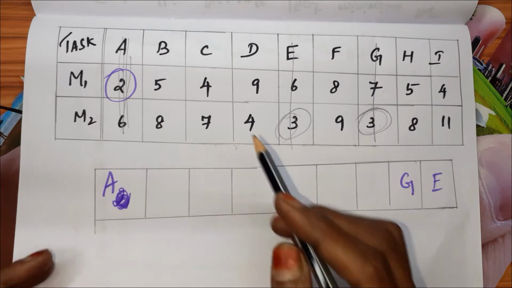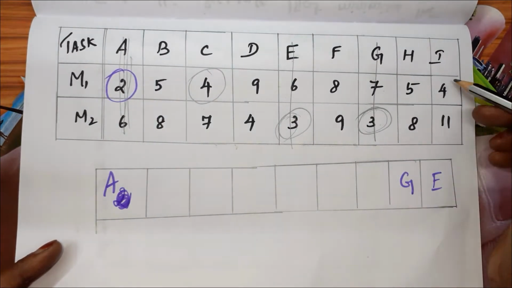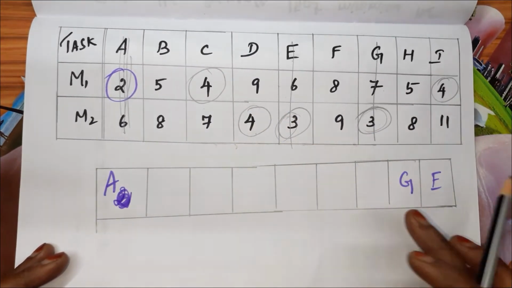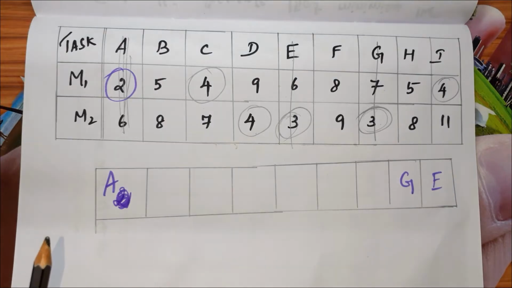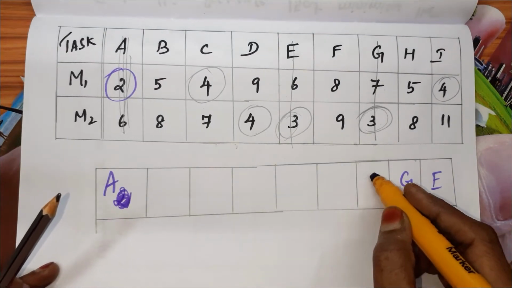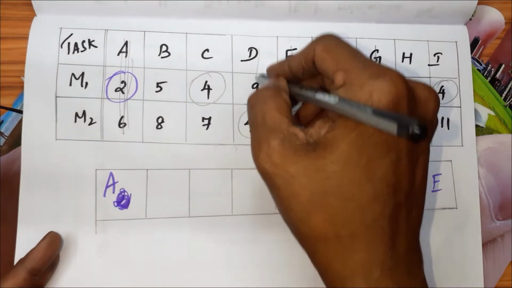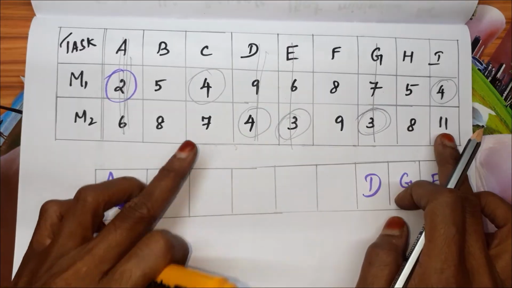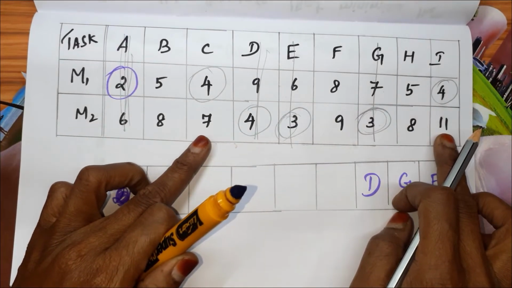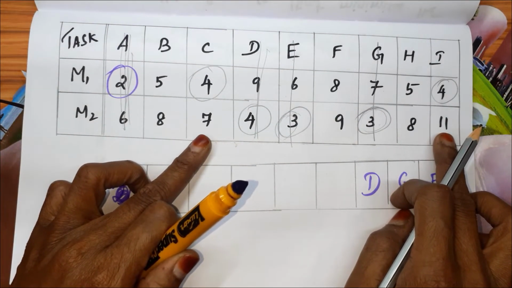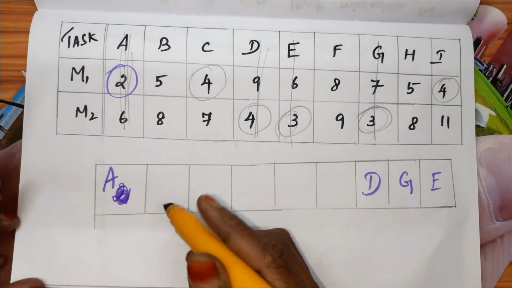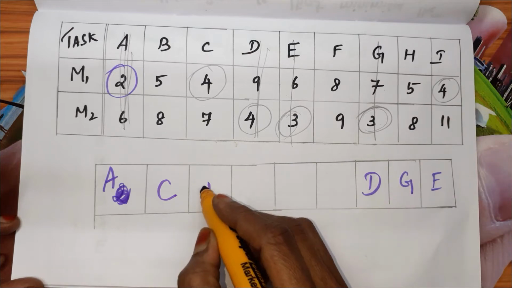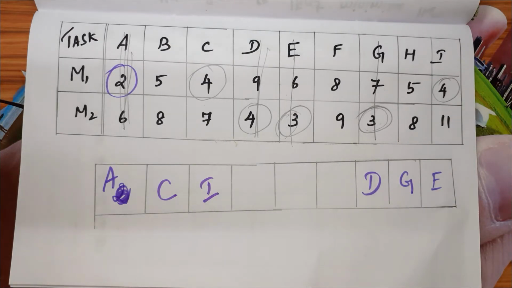Now come to the next value, 4. I have that in 3 places. This is not a problem because it belongs to M2, so we start from the right side, and D will automatically come on this side. This one is over. These 2 belong to M1, so compare the other values. Whichever is minimum, we take that first. Which is minimum? C, because 7 is minimum. So C will come first and 11 is the next minimum, so I will come second. Is it clear?